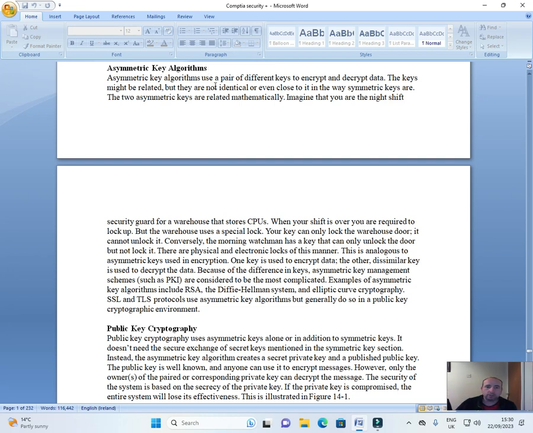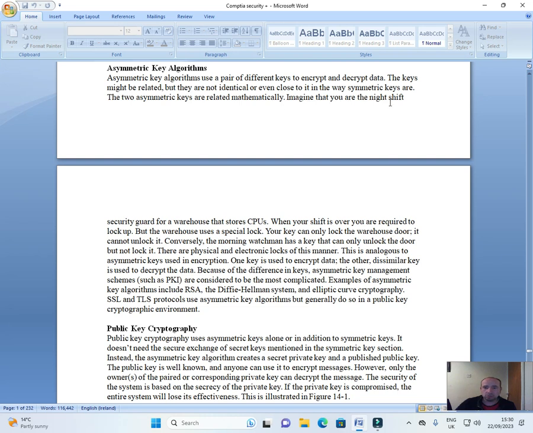Asymmetric key algorithms use a pair of different keys to encrypt and decrypt data. The keys might be related, but they are not identical or even close to it in the way symmetric keys are. The two asymmetric keys are related mathematically.